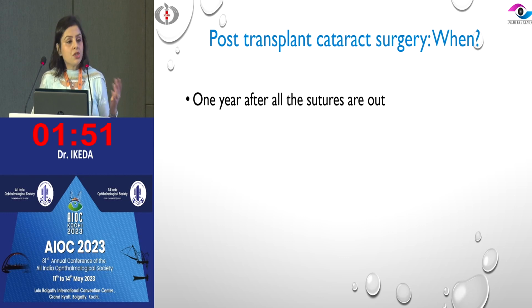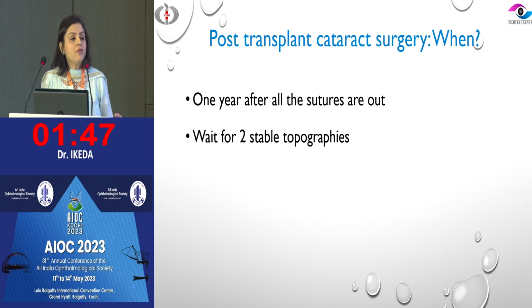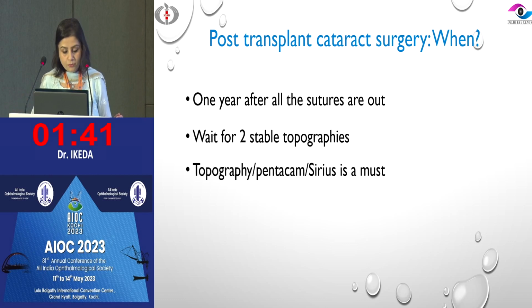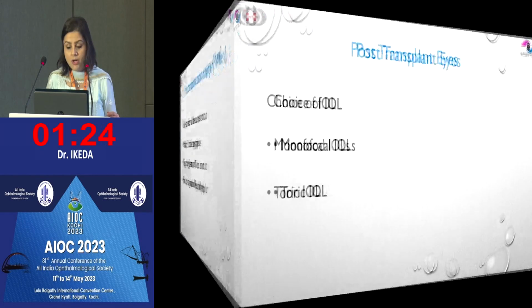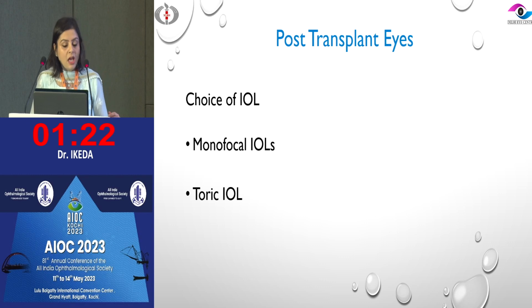Even after the sutures are in and we have done a topo-guided suture removal, we have to wait for 2 stable topographies, and if we feel the topography is stable, then we can still go ahead with cataract surgery. And a topography is a must before taking up these patients for cataract surgery. We have to look at the surface and see how regular it is. Evaluation of astigmatism would help us decide what kind of IOL we need to implant in these eyes, whether it is regular or irregular. So how do we choose the IOL?